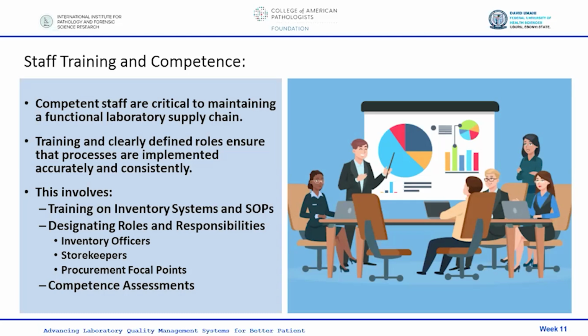Another role or responsibility is the procurement focal points. These are the ones that interface with vendors, that ensure that there is timely ordering and delivering. And they also monitor procurement key performance indicators. These roles may be assigned at both the lab and institutional levels, depending on the size of the organization.